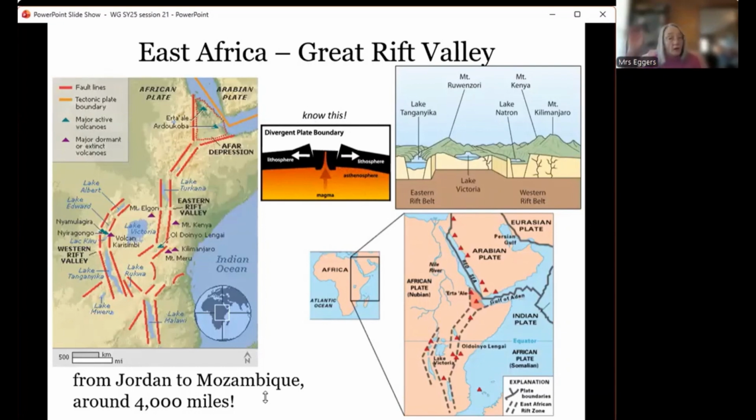Yes, it stretches from the country of Jordan in Southwest Asia to Mozambique. It's around 4,000 miles. There's actually an Eastern Rift Valley and a Western Rift Valley. It's possible that there's a tectonic plate boundary that's diverging right there.